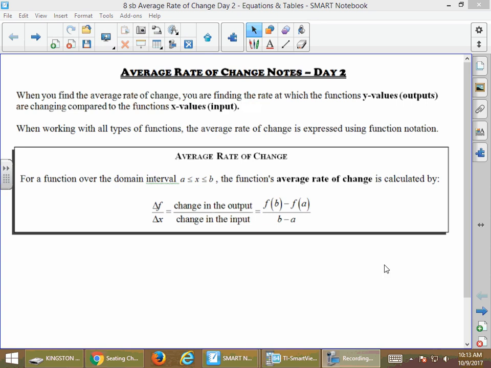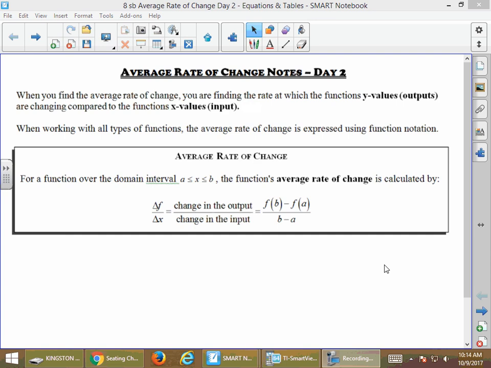Today we're going to continue our discussion of average rate of change, and we're going to look at average rate of change from the perspective of an equation today and a table. We've already looked at it from the perspective of a graph. When we're finding the average rate of change, we're still finding the rate at which the y values or the outputs change compared to the x values, which are the inputs change. And the mathematical definition is given to you in this box here.